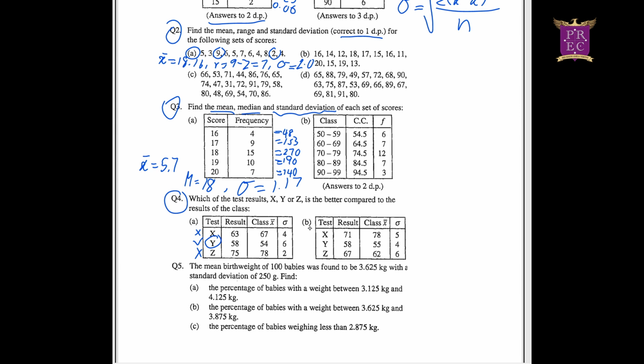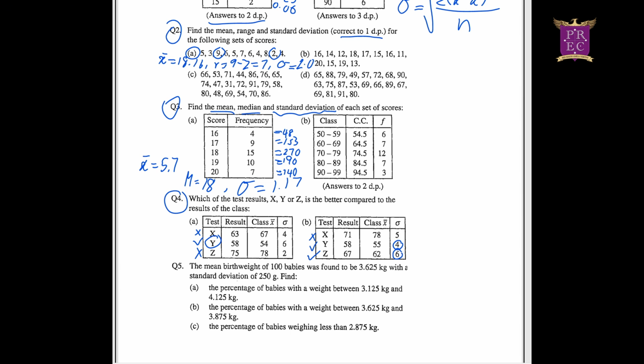Let's have a look at this one. Result is 71, class average is 78. Have not done better than the average. 58 and 55 has done better than the average, so he might be in the running. 67 and 62 have done better than the average. And now we look at the standard deviation. The higher the standard deviation, the better they've performed.